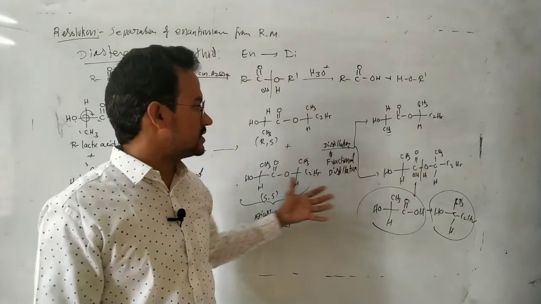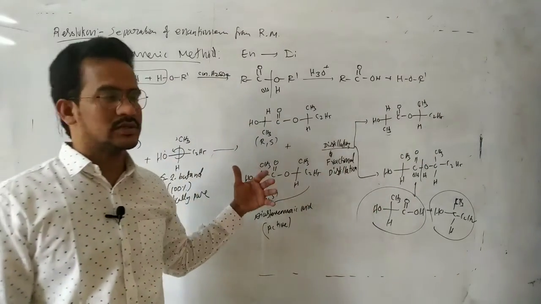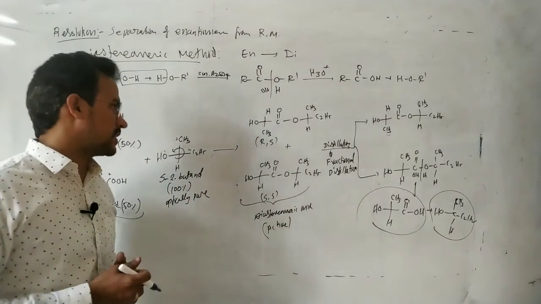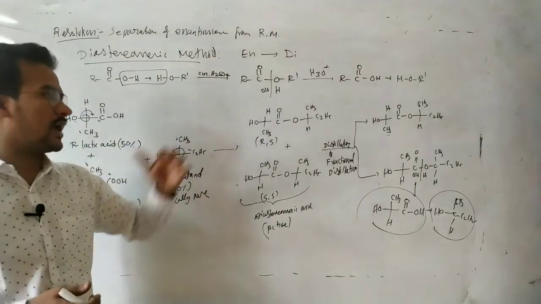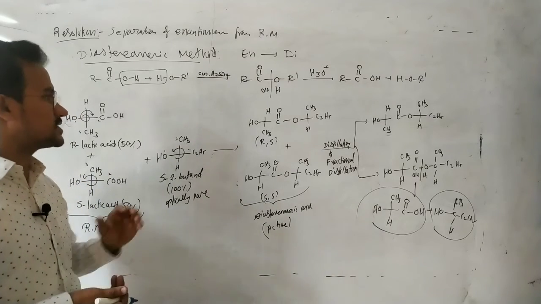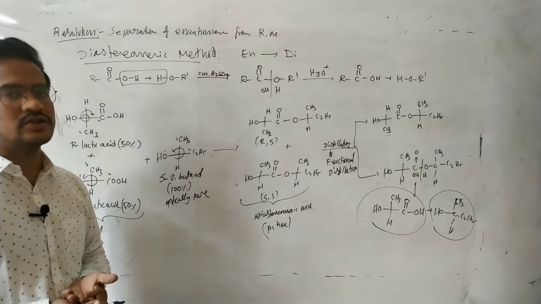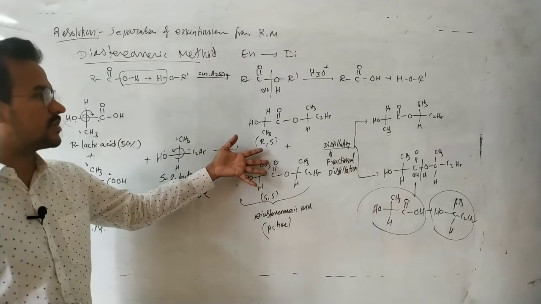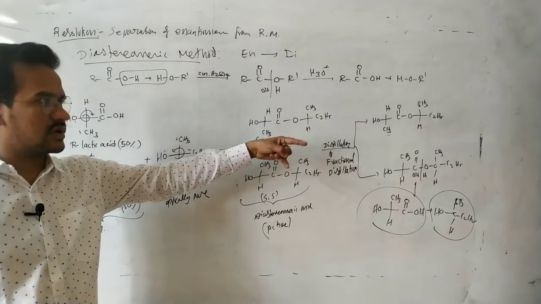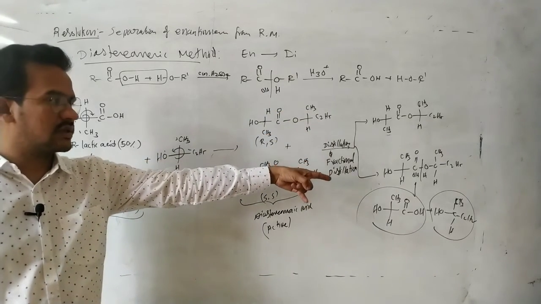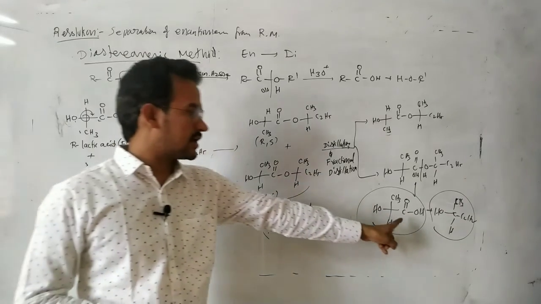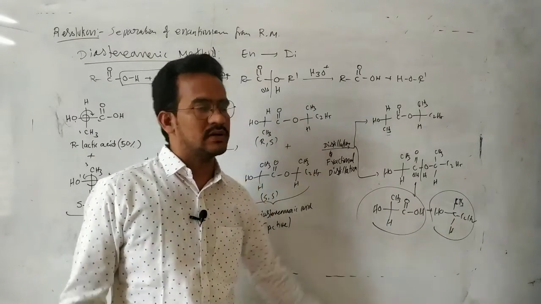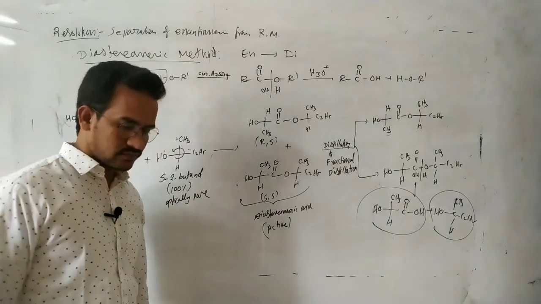So by using this technique, we can separate the enantiomers into individual enantiomers. That means racemic mixture into individual enantiomers. It is a diastereomeric method because first of all enantiomers are converted into diastereomers. So diastereomers are easily separated. Again after separation, by hydrolysis we can get the optically active carboxylic acid and of course optically active alcohol. Again these two are separated. That's it. That is the method.